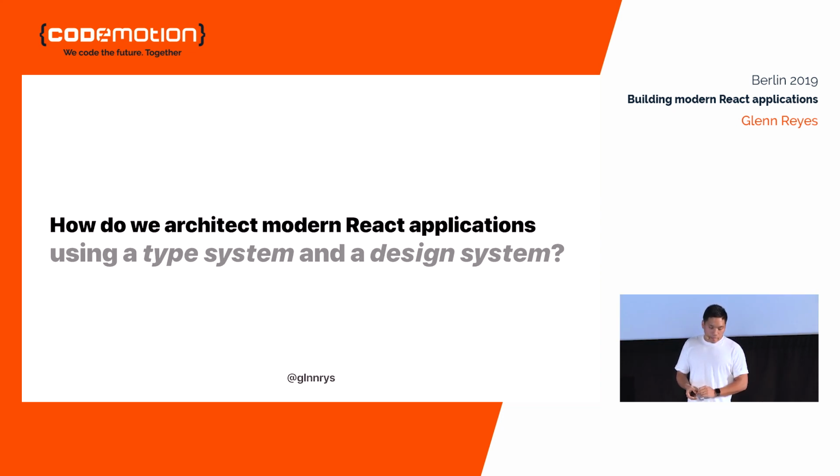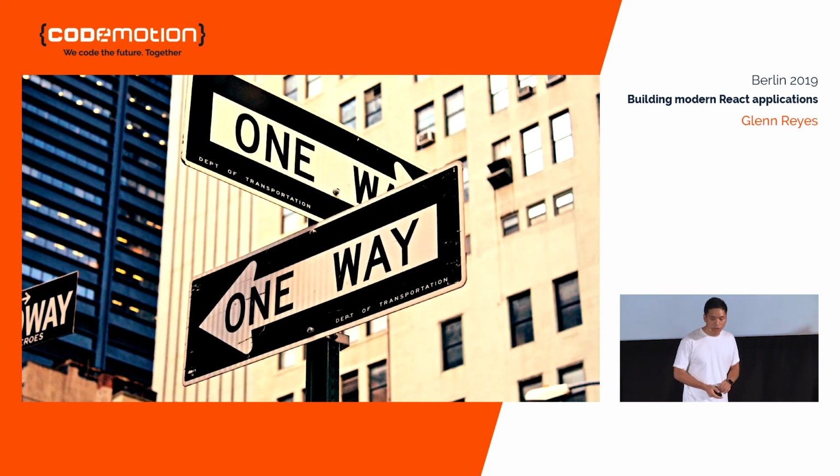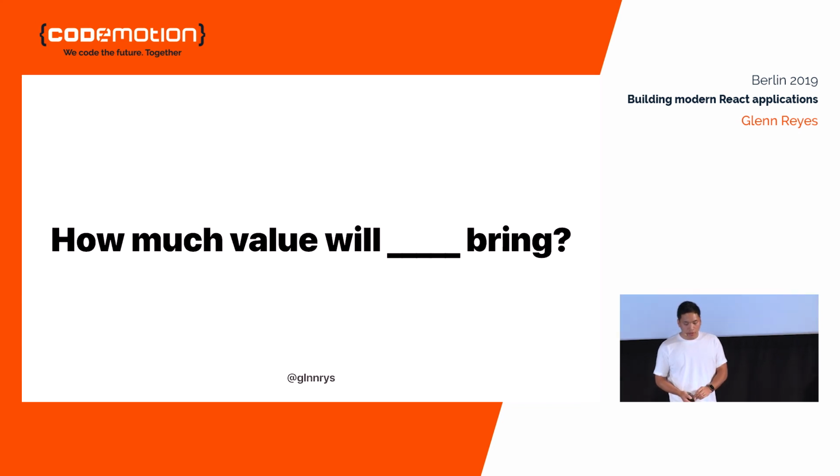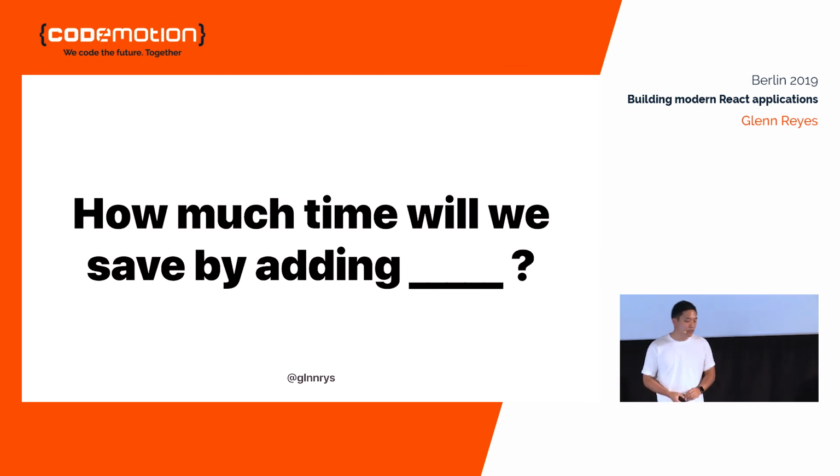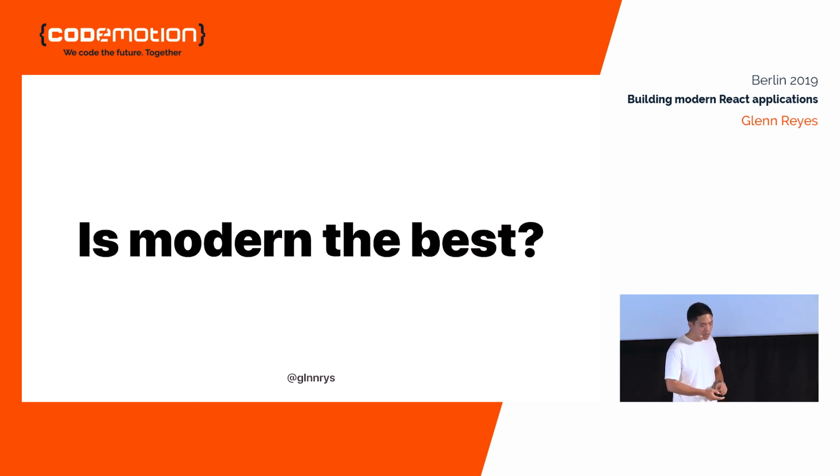Now, how do we architect modern applications, React applications, using a type system and design system? It's really hard to answer this question because we have to make many different decisions, and really small decisions, when it comes to adding both type and design systems. For example, how much value will XYZ bring, or how much time will we be saving by adding XYZ? And also, actually, is modern the best?